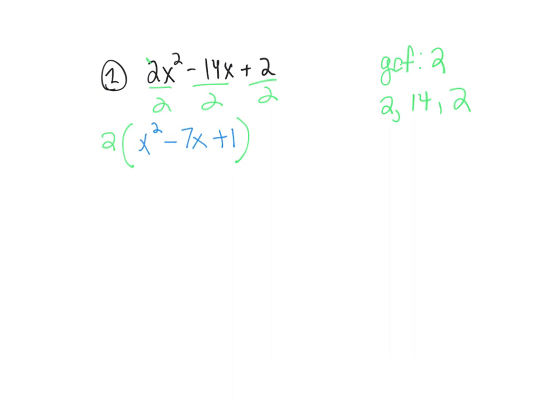Now I have to think that I did a greatest common factor, and then I look that I have 1, 2, 3 terms, and if I have 3 terms, then that tells me that I'm going to need to use the box. So I'm going to take and draw the box.